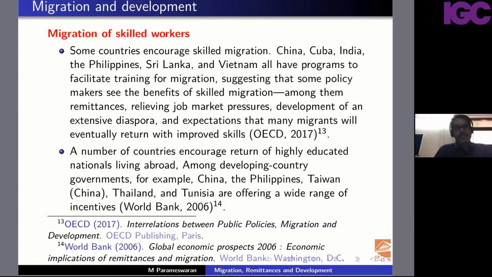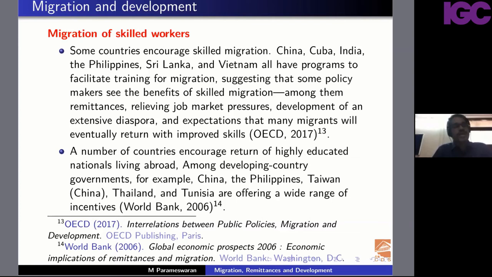For example, in poor countries, skilled migration is an issue because they may not be able to provide the services. But this is particularly in the context of health services. We have already seen that.